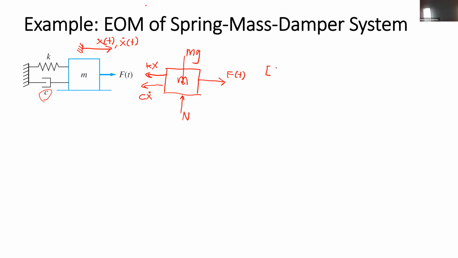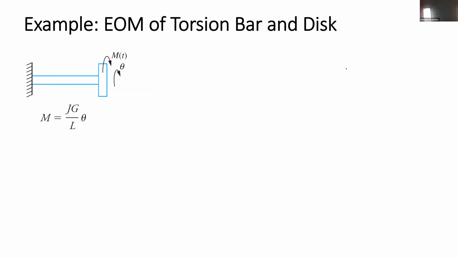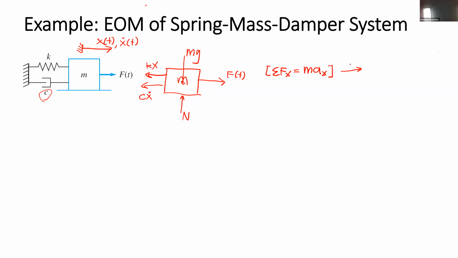So we're gonna sum the force in the horizontal direction equal to mass multiplied by acceleration. And maybe to the right hand side is positive. X is positive and x dot is positive to the right hand side. So Ft subtract by kx and cx dot equal to mx dot dot.